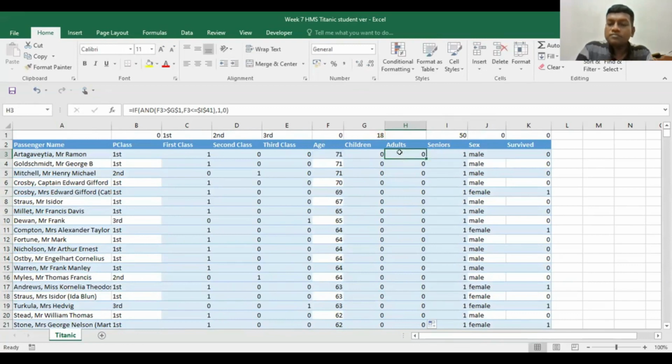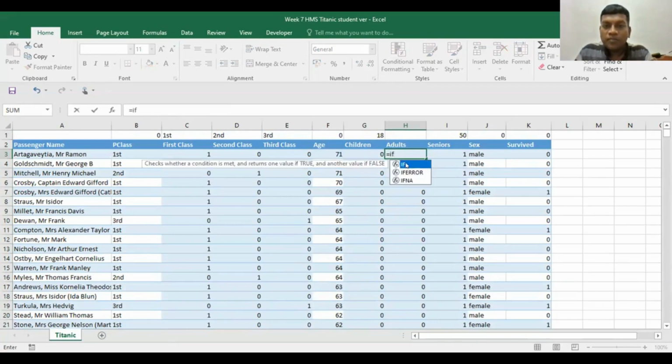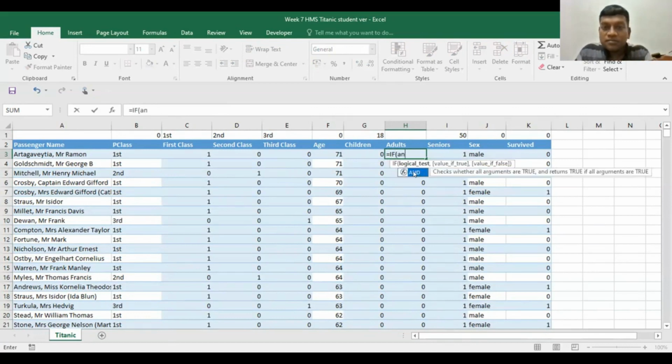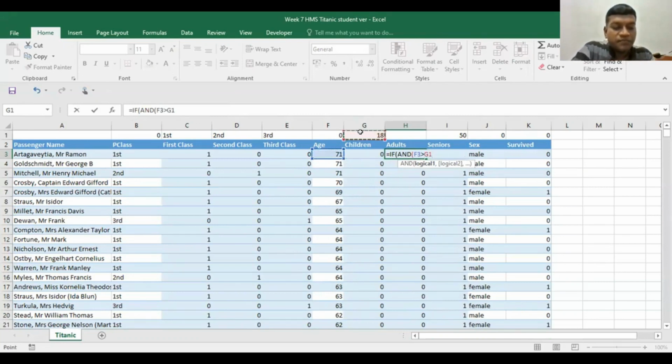Okay. Let me try that again. It's equal to IF, logical test, AND. Okay, first logical test is your 71 should be greater than 18. Let me lock that. Sir, should it be greater than or equal to 18? Because at 18, a person is considered an adult. So should we equate it here, I mean, should we consider exactly 18 as children or as adult?